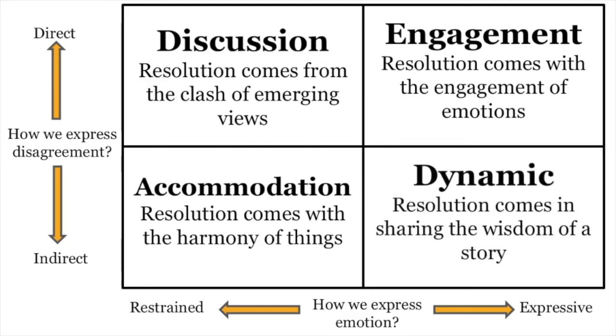The last quadrant is the dynamic style. In the dynamic style, individual resolution comes in sharing the wisdom of a story. People with this type of conflict style are more open to express their feelings and disagreement through emotional body language expressions and dramatic reactions, without confrontation about the disagreement and the reason behind it. They are not comfortable with direct discussions about the disagreement. They use implicit, hidden messages to deliver their dissatisfaction. They expect others to be sensitive and to get the reasons behind their emotional expressions. You might misjudge these people to be unreasonable and sometimes confusing.